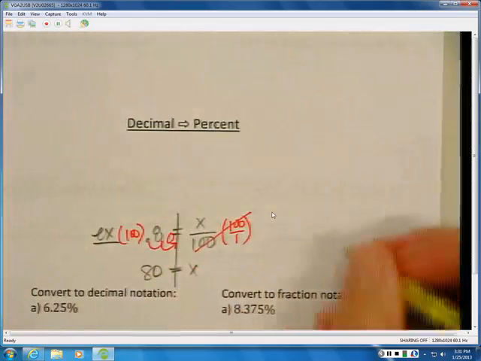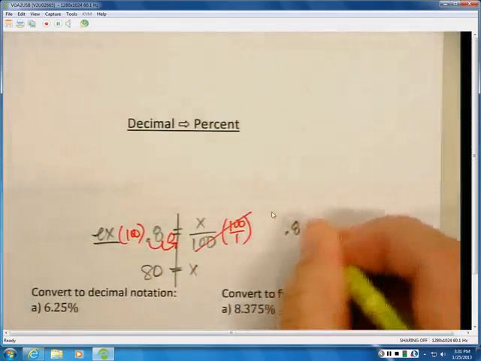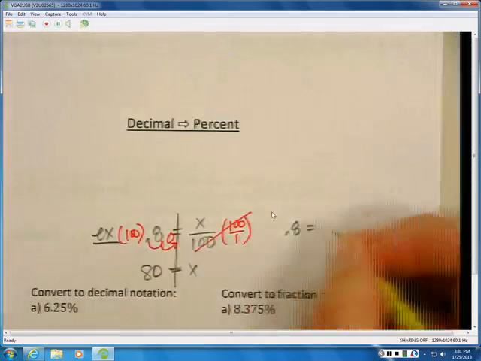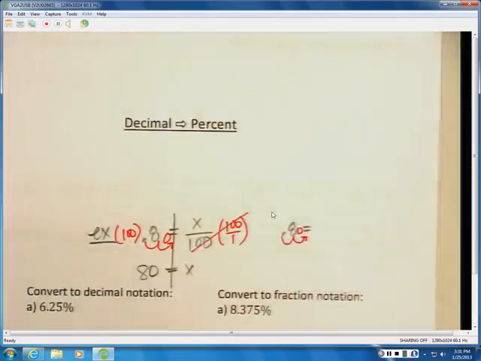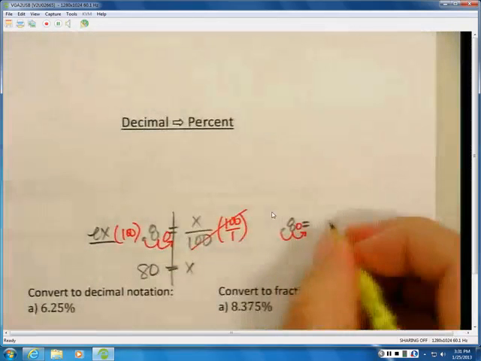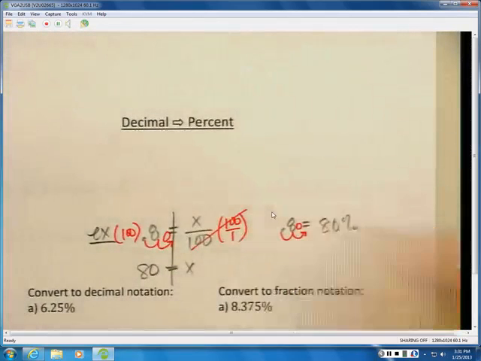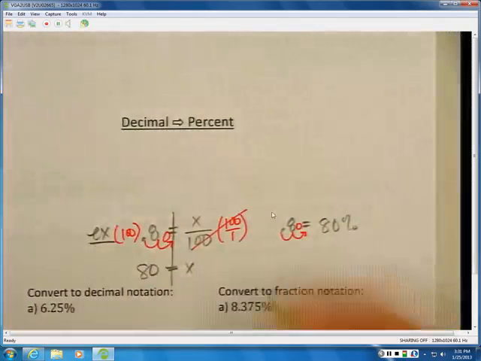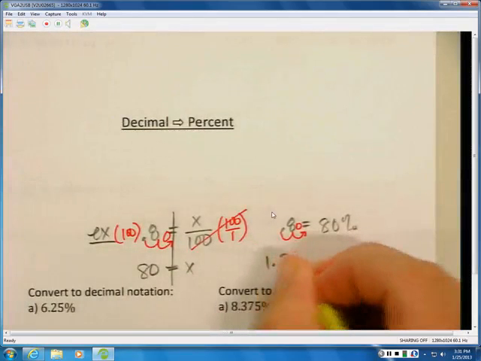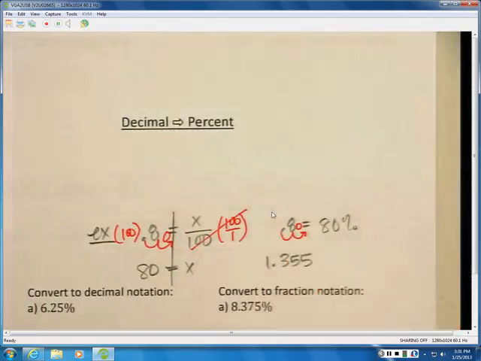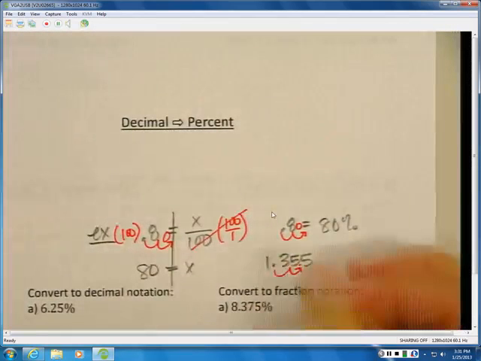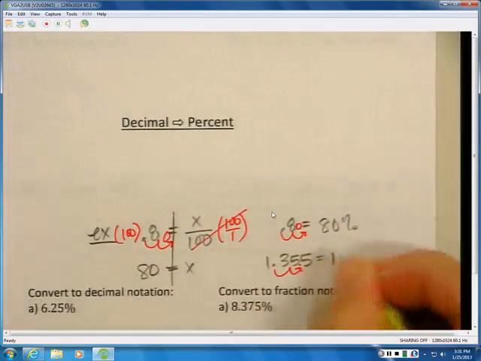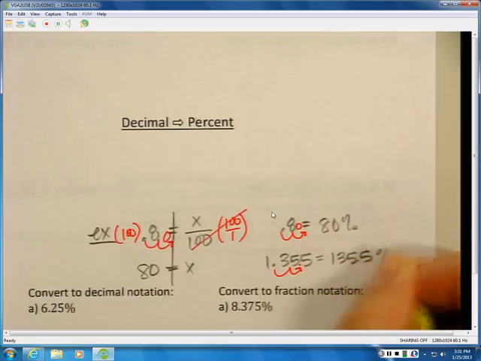So in summary, if I have 0.8 and I want to convert that decimal number into a percent, I pull it 2 scoops to the right, and it is the number 80%. Let's try another one. Suppose I have 1.355, and I want to convert that to a percent. Same idea. I pull it 2 scoops to the right, and my answer is 135.5%.